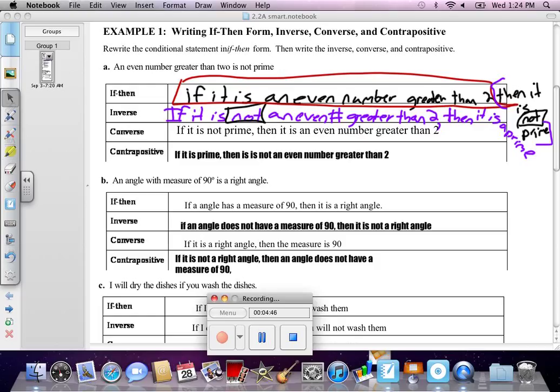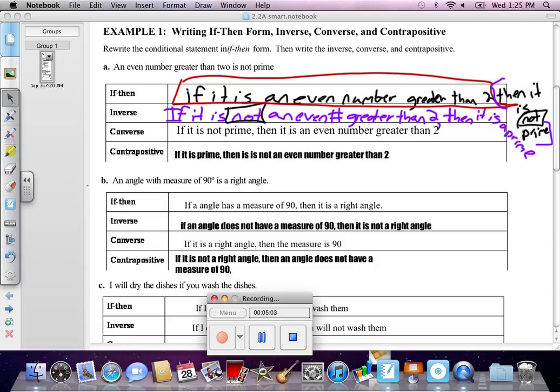Who remembers what contrapositive is? It's switched and then I make it negative. So if it is not a right angle, then an angle does not have a measure of 90 degrees.